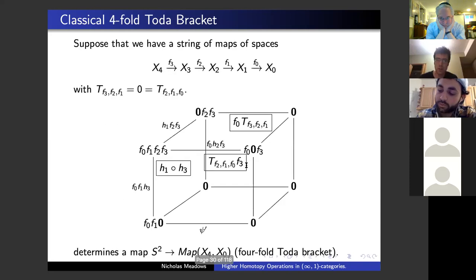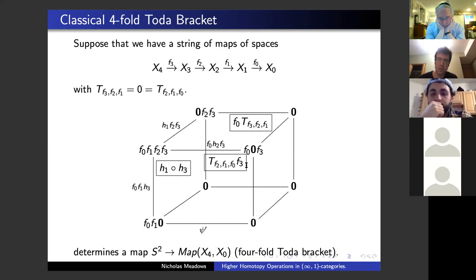So we also have a fourfold Toda bracket. And in this case, recall that I talked last time about the space of maps between X3 and X0. We're going to actually think of this as happening in the space of maps between, let's say, X4 and X0. This is the kind of picture that I'm going to draw. So suppose that we have a string of four maps such that each composite is null homotopic, and let's suppose that the element corresponding to the Toda bracket, as an element of pi naught, vanishes.